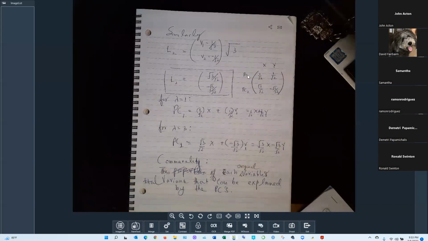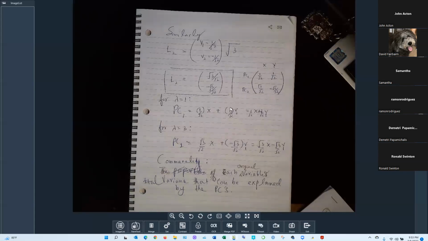I'm going to write the loadings in this direction for X and Y. This is for X, this is for Y. 1 over root 2, 1 over root 2, root 3 over root 2, negative root 3 over root 2, this way. This is principal component 1. How much is being contributed by this variable is nothing but the loading. For lambda 1, my principal component is what? 1 over root 2 times X plus 1 over root 2 times Y. My second principal component in this case is root 3 over root 2 times X, and negative root 3 over root 2 times Y. Those are the loadings.